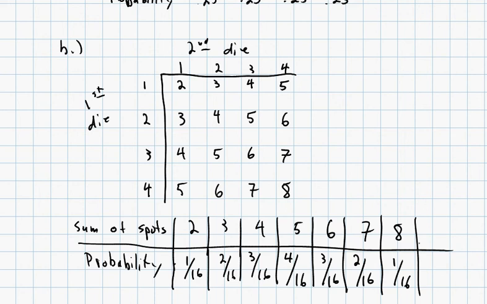So the last question on this problem says, what's the probability that the sum is 5? It's 4/16 or 0.25.